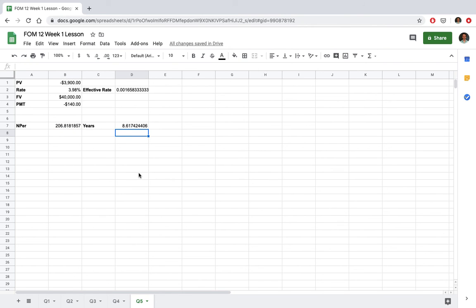Just like last time, we want 2 decimal places. So either you can round this just by looking at it, but I would suggest using the function here to move it down to 2 decimal places and you can get your answer, 8.62 years. That's a lot more reasonable to save up for your child's education.